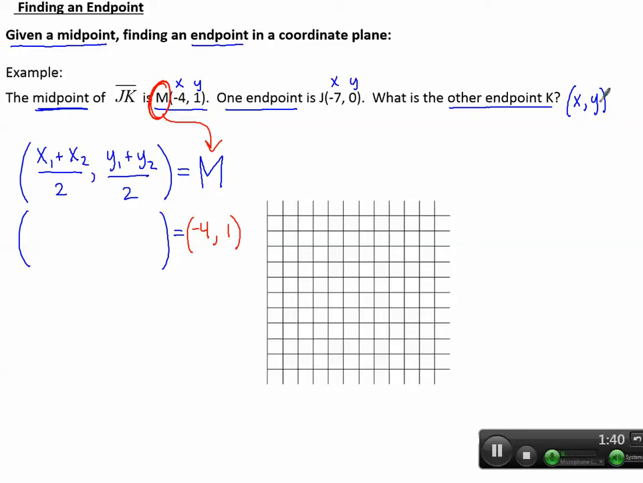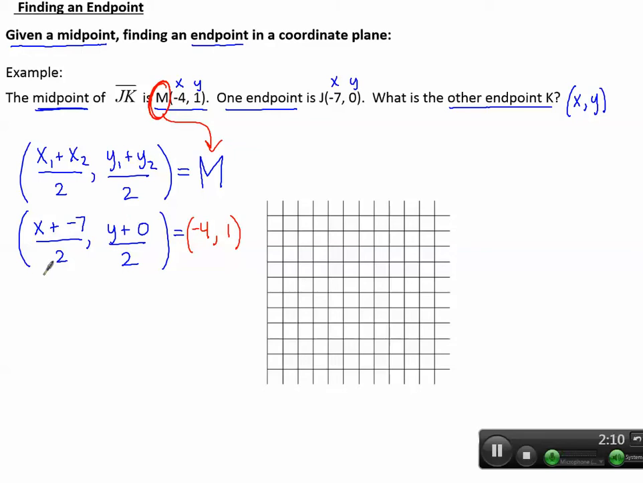I'm going to plug in to here. One of the x's, I don't know what it is, but the other x, I do know what it is, -7 divided by 2. 0 is my other y value, and this y value I don't know, so y plus 0 divided by 2. Now I can practice using my algebra skills to find that missing x and missing y. Let's take them one at a time.